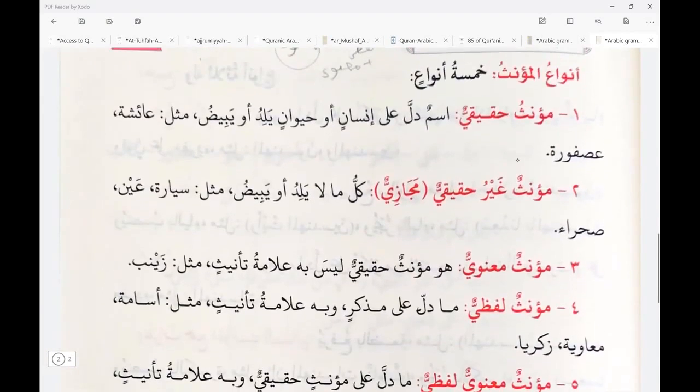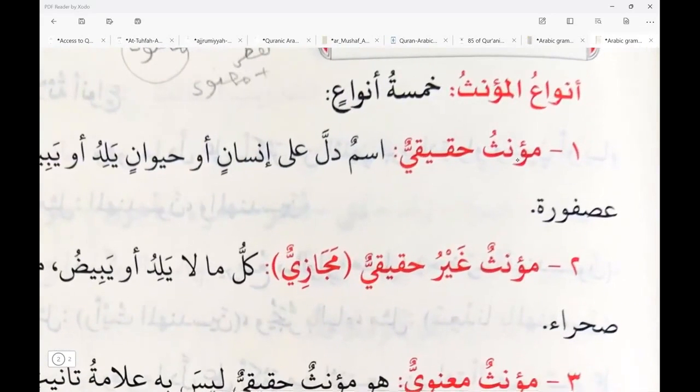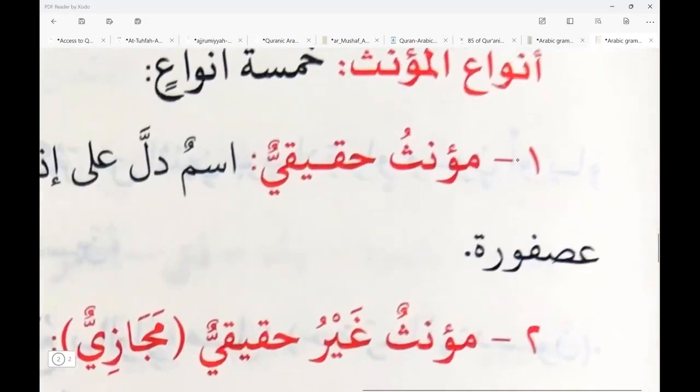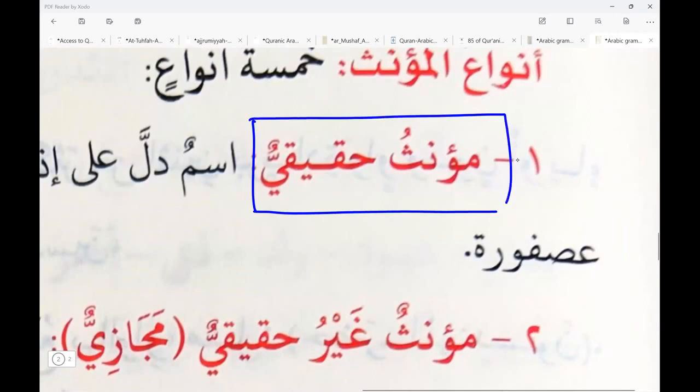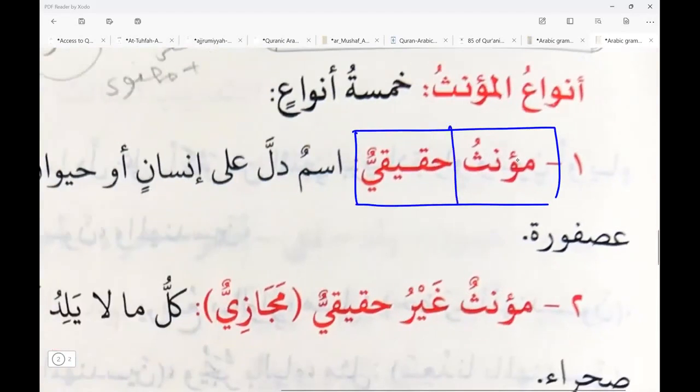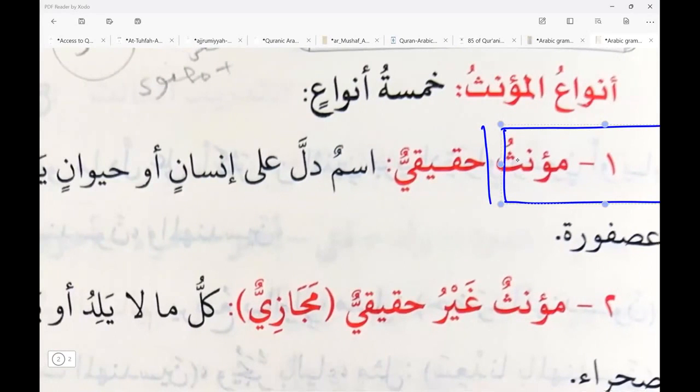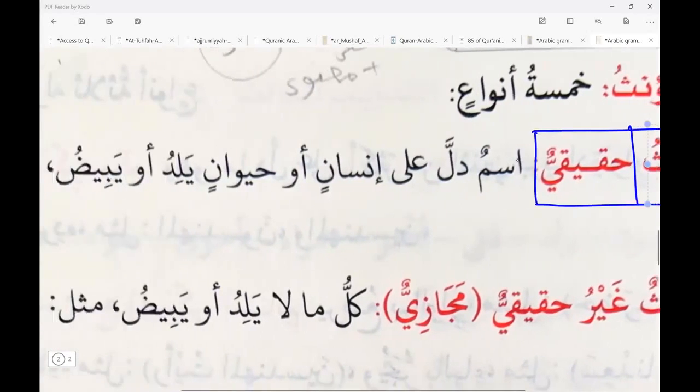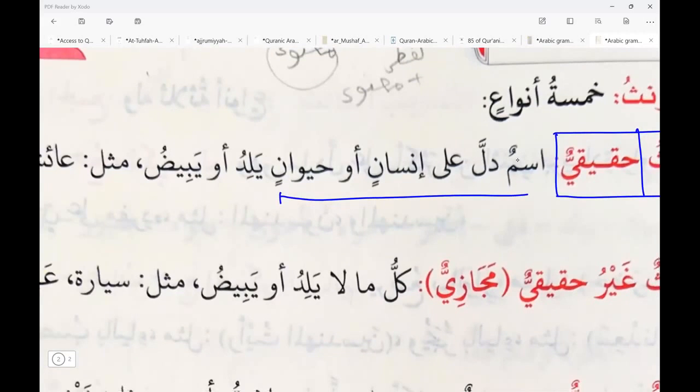Then we have to know the types of mu'annath. So we have different types of mu'annath. The first one is, here again, I'm more interested in getting familiar with the terms. So what do we mean by mu'annath haqiqi? When you say haqiqi, it means ismun dalla ala insanin aw hayawan. Okay, so it is something that indicates a human being or an animal.